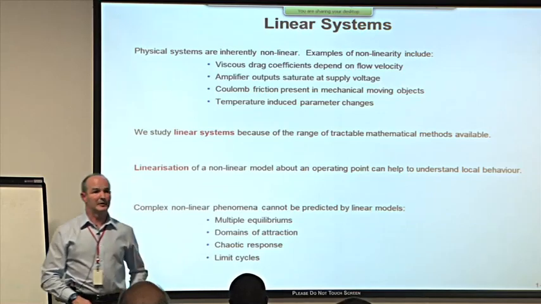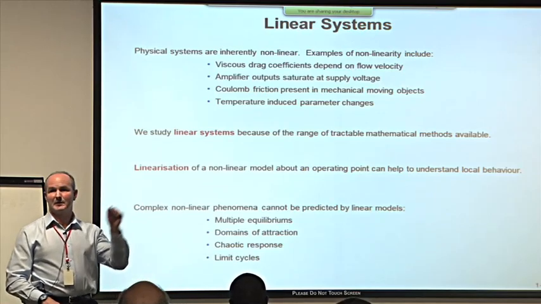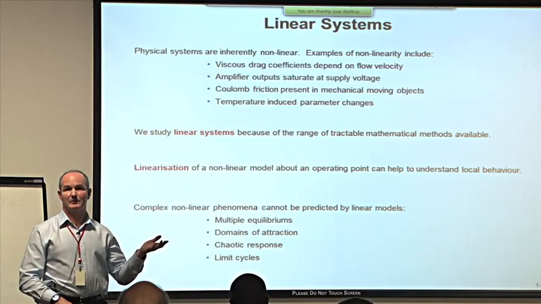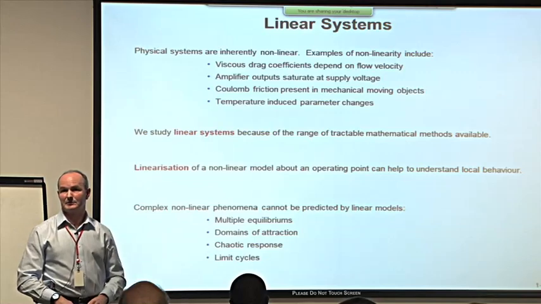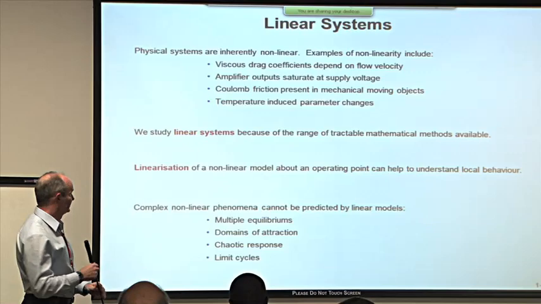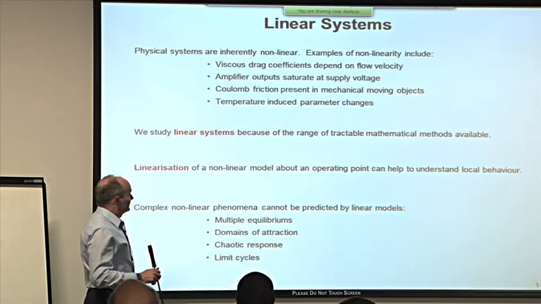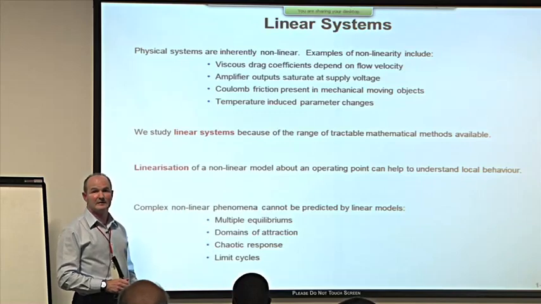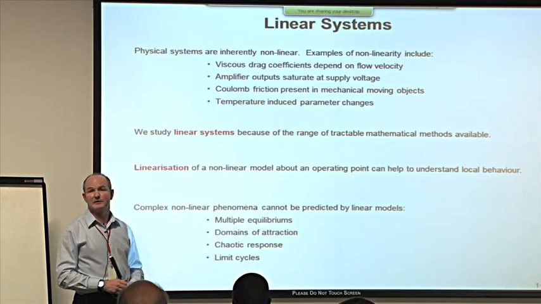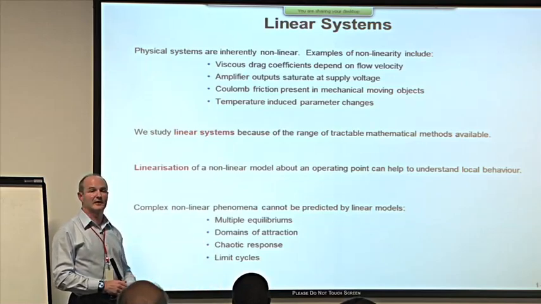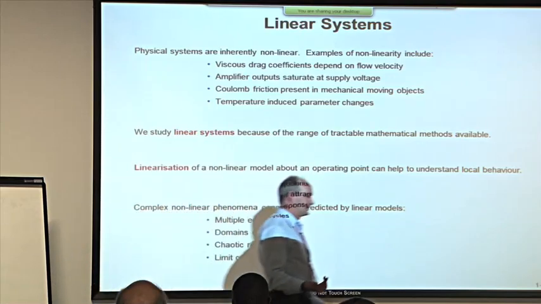Sometimes we do that by using a linearization about a set operating point. Other times we base the models on linear assumptions. But whatever we end up with, it's a linear system, which I'm going to tell you what it is in a minute. And the things that we have to accept: we're not going to be able to represent characteristics like multiple equilibria or domains of attraction, chaos, all these sorts of things are nonlinear effects. So obviously we're approximating reality.